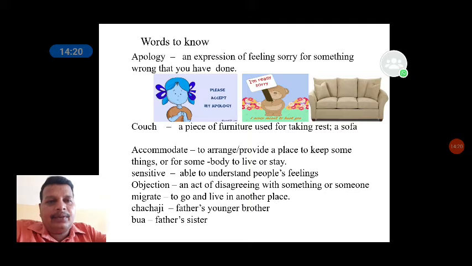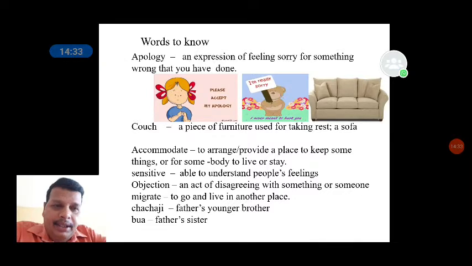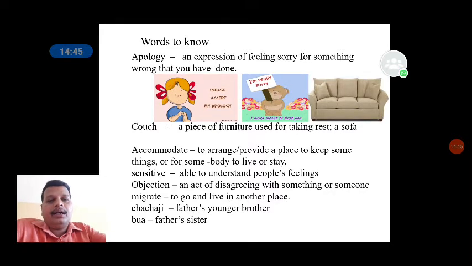The second word is couch, a piece of furniture used for taking rest. A sofa is called a couch. C-O-U-C-H, couch. Accommodate means to arrange or provide a place to keep something or for somebody to live or stay. We accommodate things, we accommodate our room to our guests.